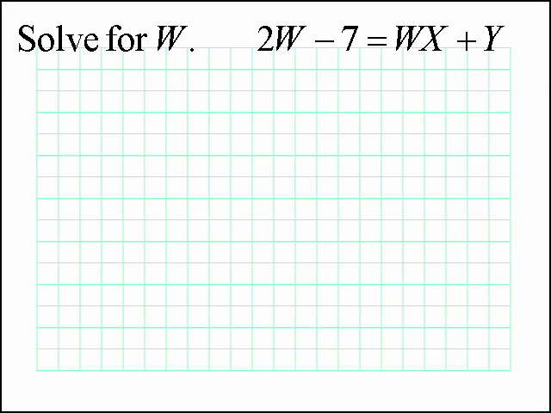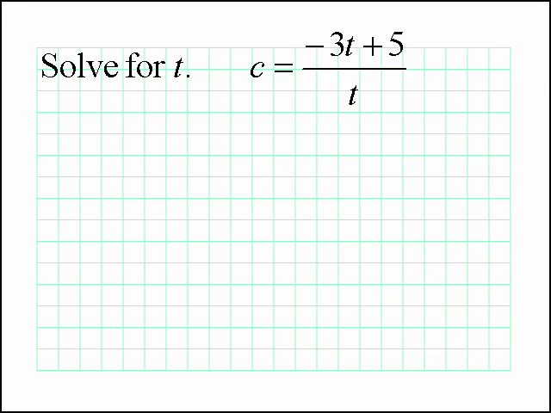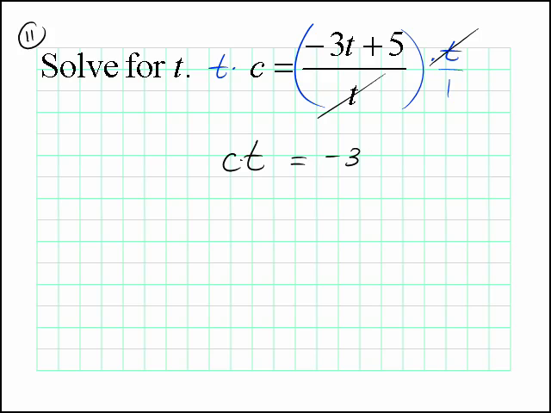Next example. Solve for t. I believe this is example 11. Solve for t. I need to get rid of the fraction first, so I'm going to multiply both sides by the denominator t. t times t, and this side times t. On the left side we have t times c, or c times t, equals, the t's there reduce, cancel, negative 3t plus 5.